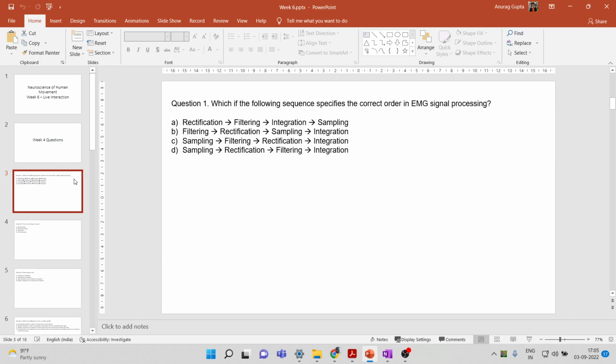Okay. So in week four we were introduced to various concepts such as peak EMG, muscle spindles, proprioceptors, spinal cord injuries, and various other things. So the first question is, which of the following sequence specifies the correct order in EMG signal processing? So there are four options. I'll give you 30 seconds, and you can give a response in the chat box.